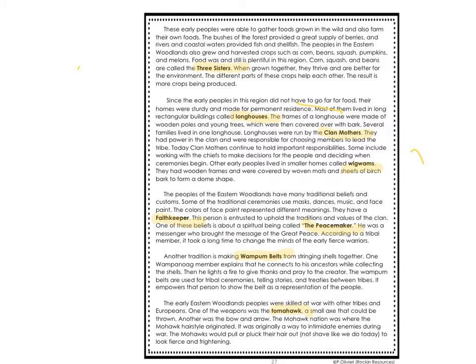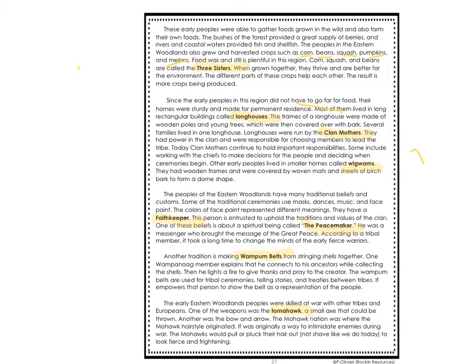The bushes of the forest provided a great supply of berries, and rivers and coastal waters provided fish and shellfish. The peoples in the eastern woodlands also grew and harvested crops such as corn, beans, squash, pumpkins, and melon. I'm just going to highlight or underline that because I think I'm going to have to come back to that for our notes. Food was and still is plentiful in this region.